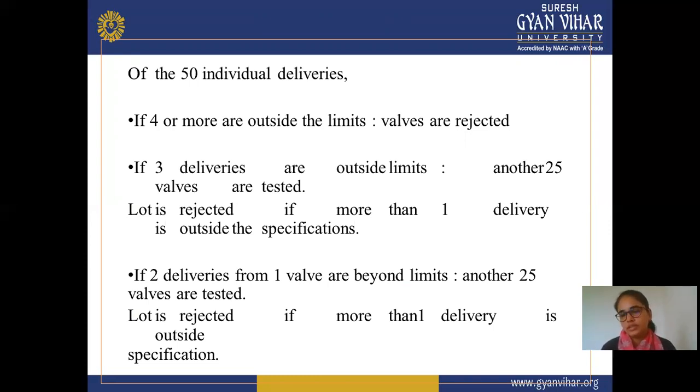Hence, if 3 deliveries are outside the limit, then another 25 valves are tested, and the lot is rejected if more than 1 delivery is outside the specification out of these 25 aerosols that we are selecting in the second batch. And if 2 deliveries from 1 valve are beyond the limit, another 25 valves are tested. Means if 2 deliveries in 1 valve are beyond the limit, then another 25 valves are tested. Lot is rejected if more than 1 delivery is outside the specification. This is the condition for a specification, how you accept that particular aerosol for your final formulation, whether it has a good quality valve or actuator and whether the delivery rate or expel rate is good or not. So this is a procedure.